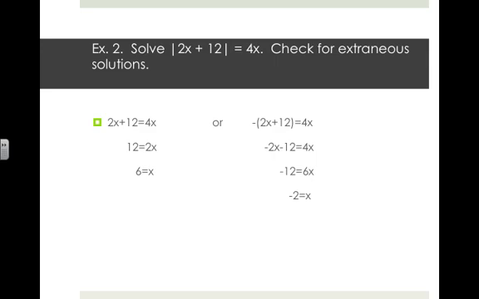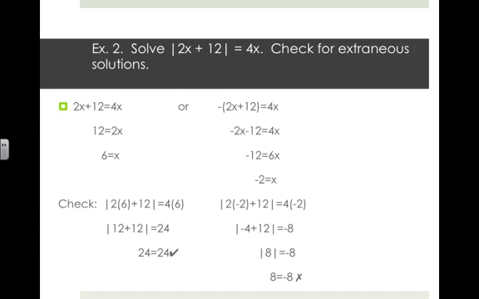Now, if it's confusing for you to work one step on one equation, one step on the other, what you can do is just work through the first case and then come back and work through the second case. That's fine. But we do need to check both solutions. So let's plug in 6. So we get absolute value of 2 times 6 plus 12 equals 4 times 6. We've got x on both sides of the original equation, so we're plugging in 6 everywhere we have x. Absolute value of 12 plus 12 is absolute value of 24. 24 equals 24. We're good to go.